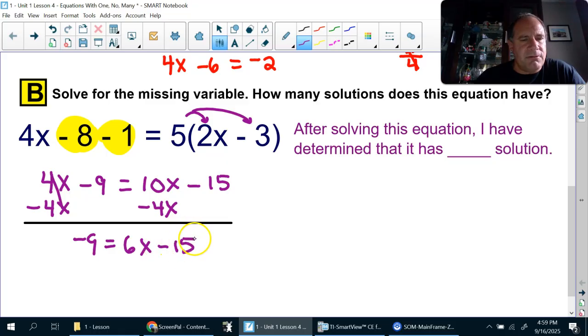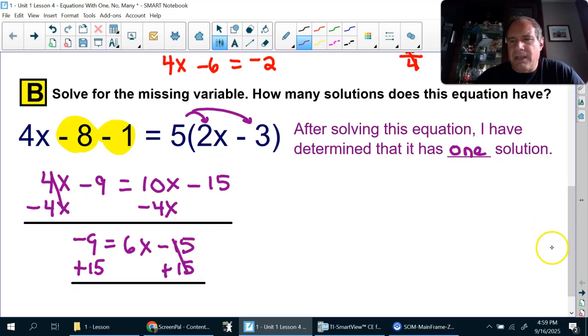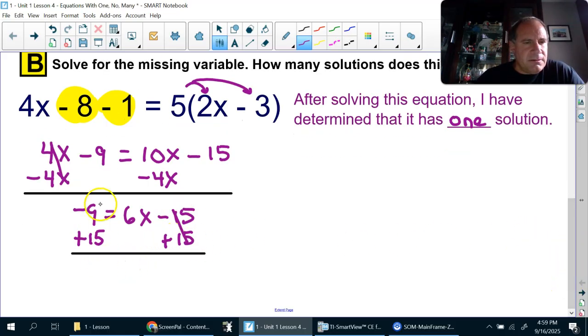Now I could already tell you that this has one solution. And it has one solution because it has only one x. You see there's only one x. We're going to solve for a number. So we have -9 plus 15 is 6 equals 6x. And the last thing that I'm going to show you is divide by 6 on both sides. And then x equals 1. So 1 equals x.